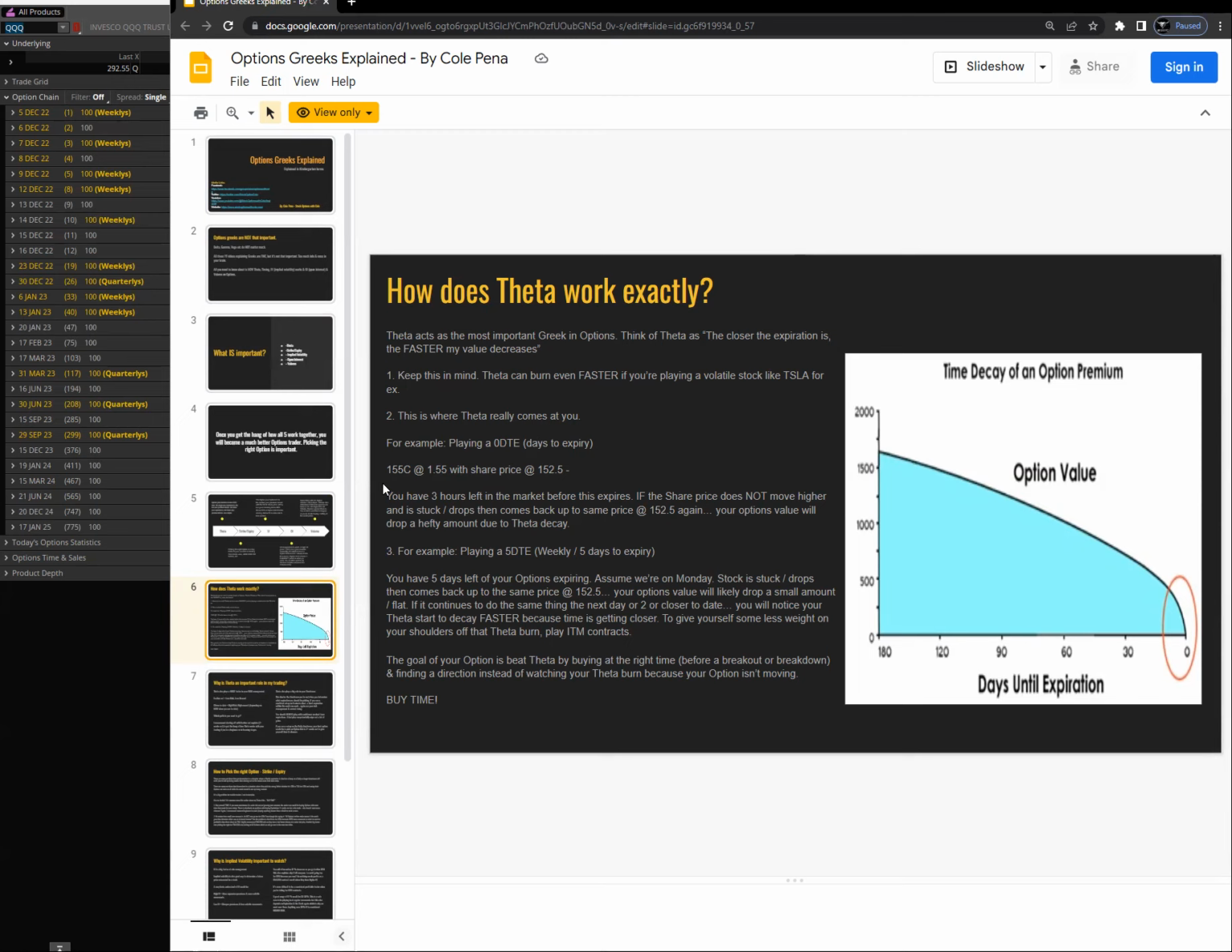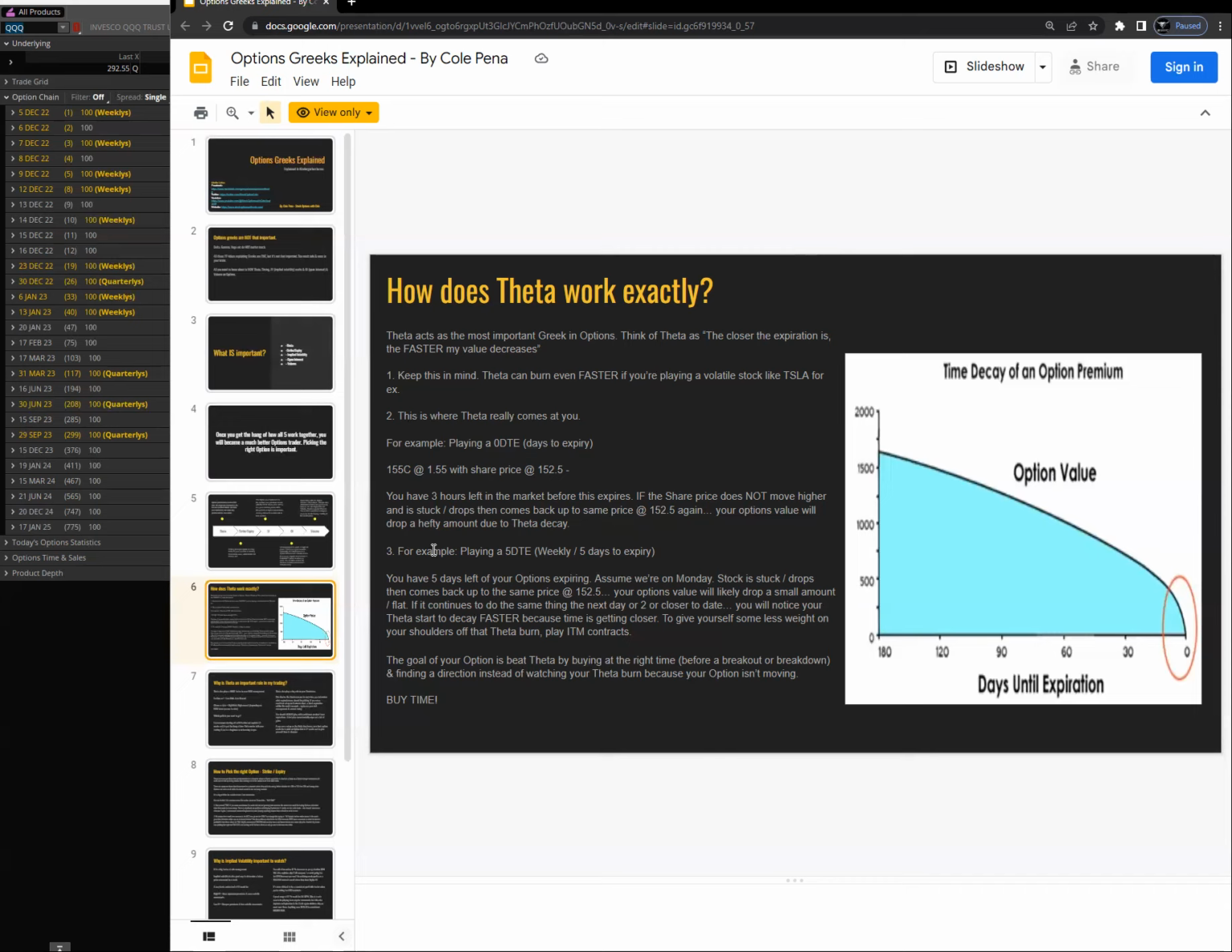If the share price does not move higher and is pretty much stuck at the same level for the rest of the day, or it drops then comes back up to the same price at 152.50, your option value will most likely drop a hefty amount due to theta decay. So theta is very important. The picture pretty much explains it, but I will get into it after we finish reading this.